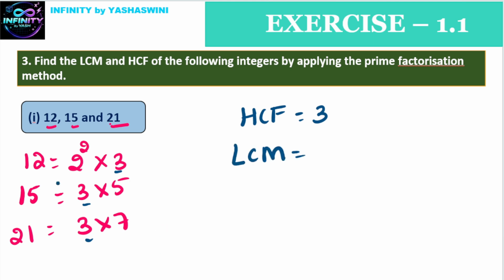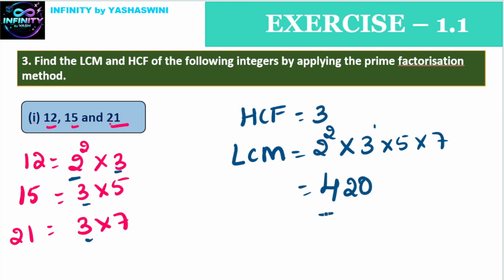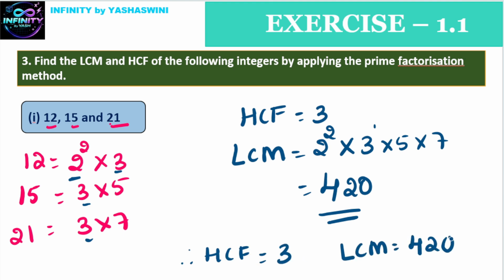Now LCM. LCM is all the factors with larger power. Here the first factor is 2. 2 has a larger power. Then 3 is having the power 1. Then 5 into 7. Now multiply everything. When you multiply everything, you will get 420 as an answer. HCF is equal to 3 and LCM is equal to 420.